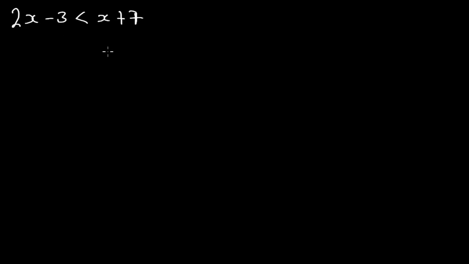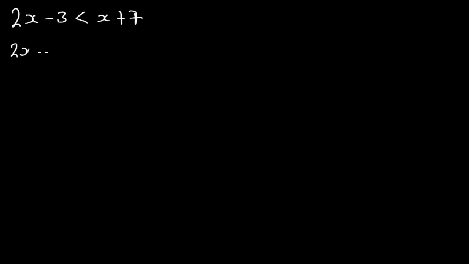So we want to make sure that the x terms are at the left hand side and the constant terms without x are at the right hand side. First of all, let's get rid of the minus 3. To do that, we can add 3 to both sides. Okay, let's add 3 to both sides.